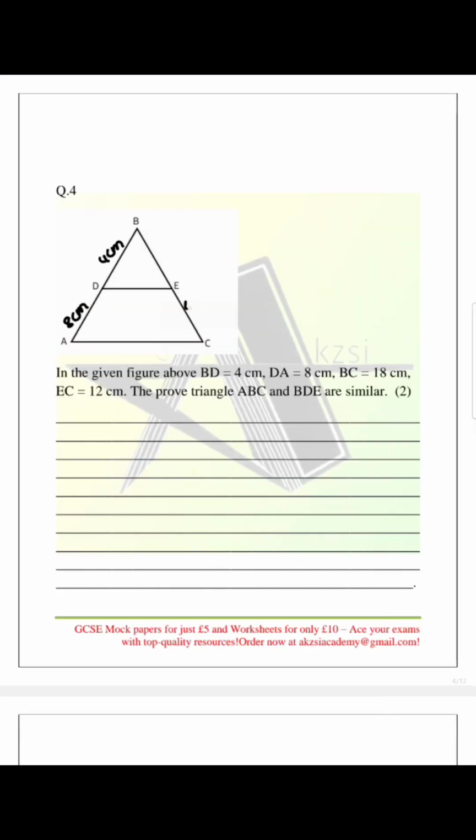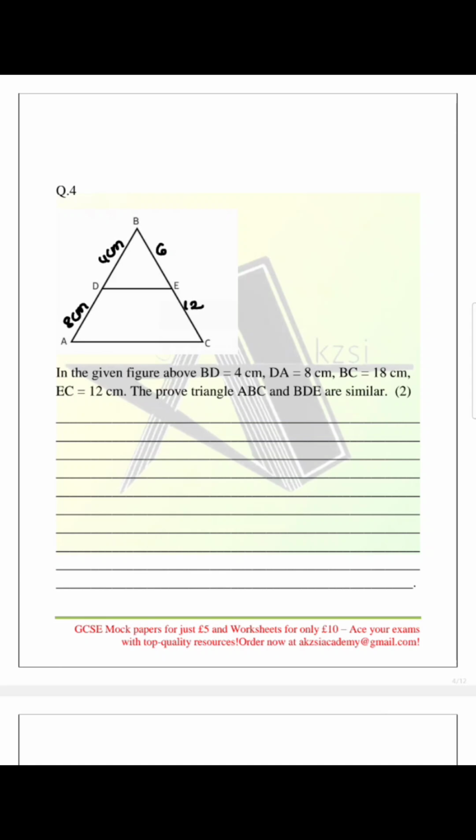Moving on to question number 4. In the given figure above, BD is 4 centimeters. That means this BD, this part is 4 centimeters. DA is 8 centimeters. This part is 8 centimeters. BC is 18 centimeters and this EC is 12. So if this whole is 18, this part is 12. So obviously this is going to be 6.